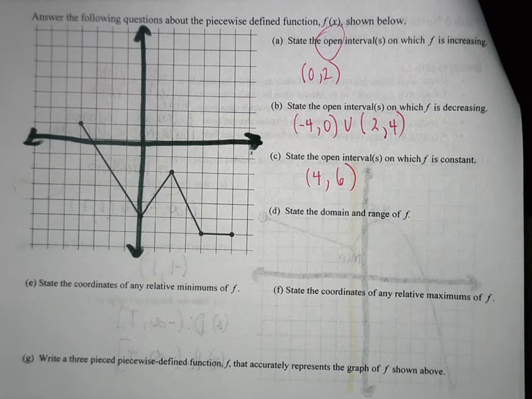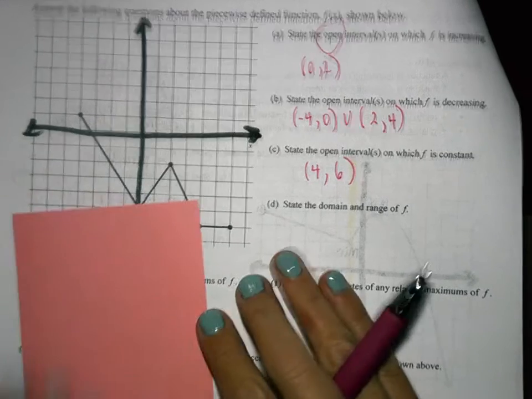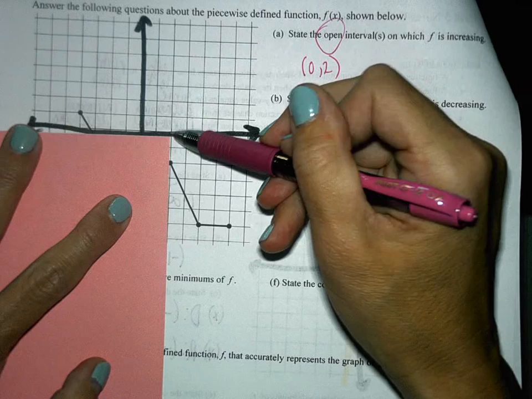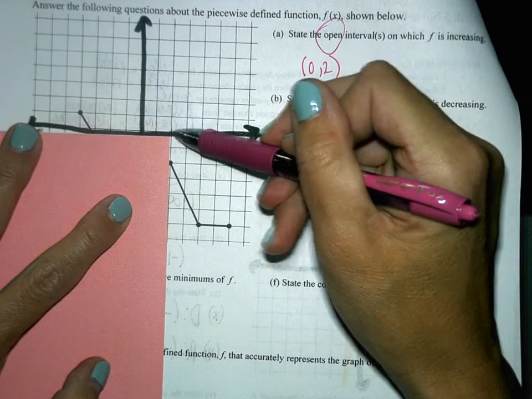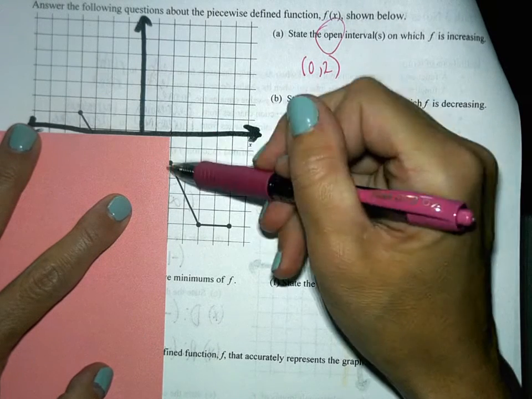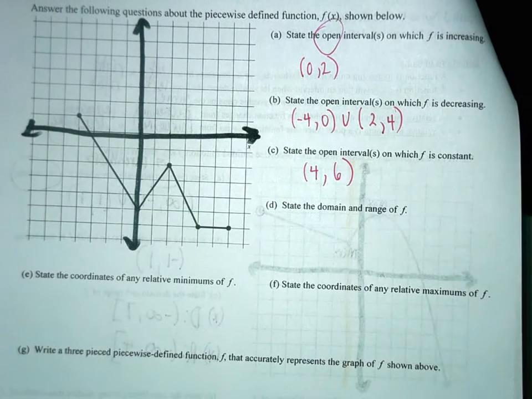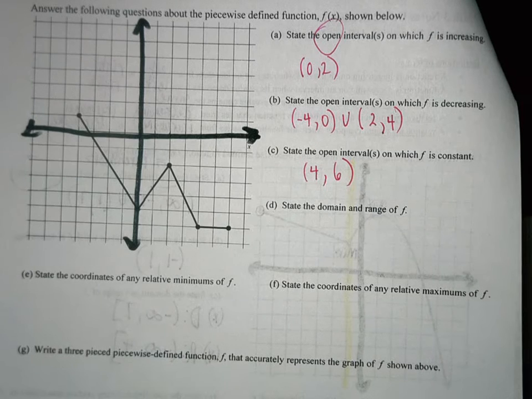Yes? Why is it 2, 4 and not negative if it's decreasing? You're always stating your domain, and so when it's decreasing, the domain is matching up here at the x value of 2. So right here, it's going from positive 2, decreasing all the way until you get to positive 4. So you're always stating your domain values when you're talking about increasing and decreasing. Good question. Okay, anything else that's confusing right now?